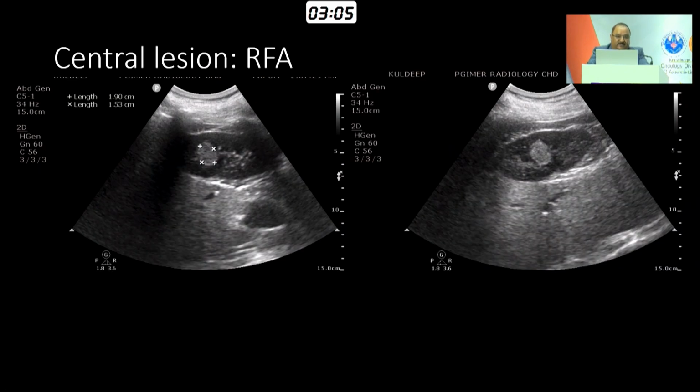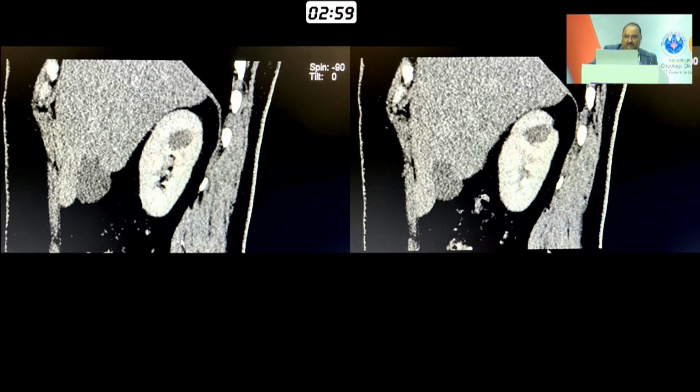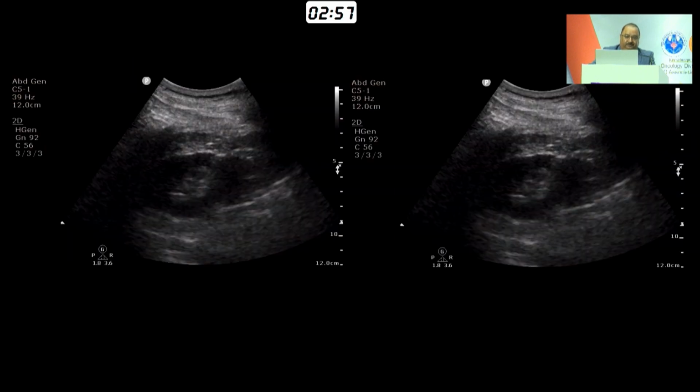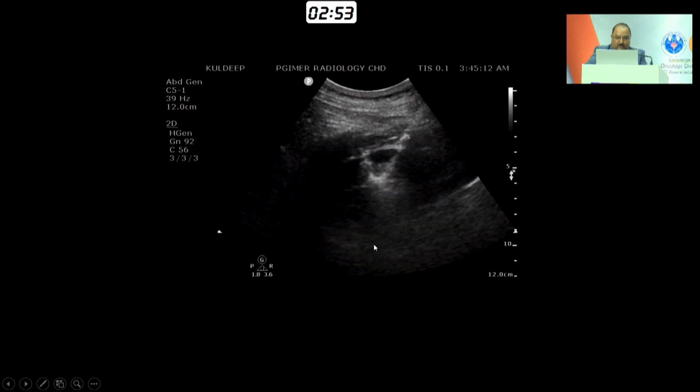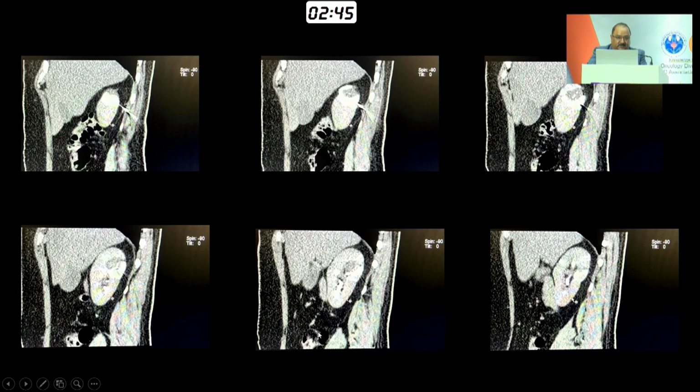Then a centrally placed lesion. One problem with RFA and microwave is that while you are doing ablation, microbubbles form. This is the RFA probe, and during ablation microbubbles form and the visibility is obscured. So that problem is there, and this problem is not there with cryoablation.